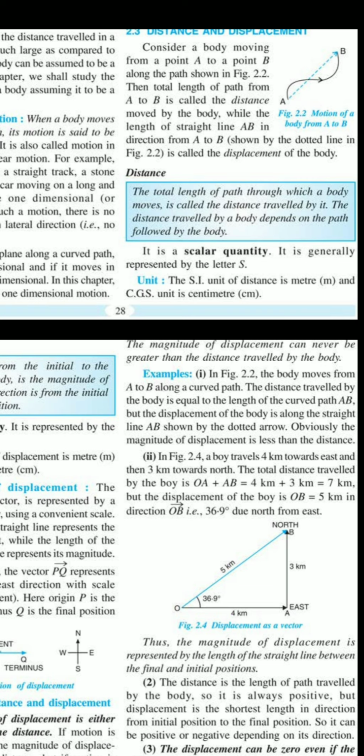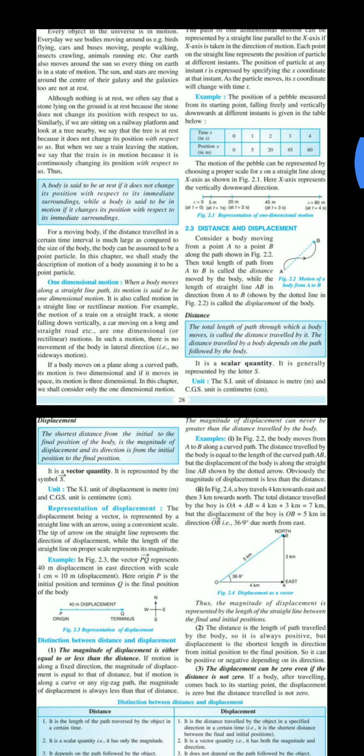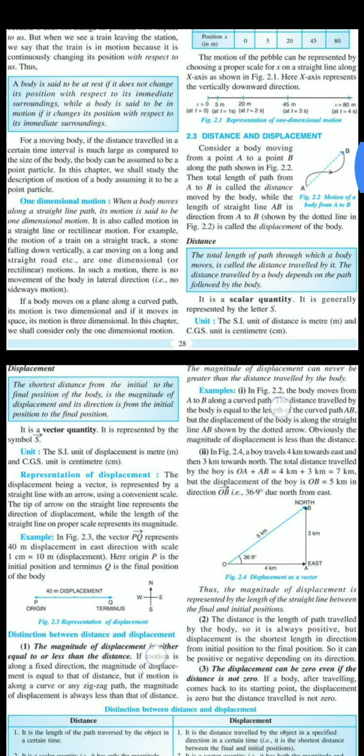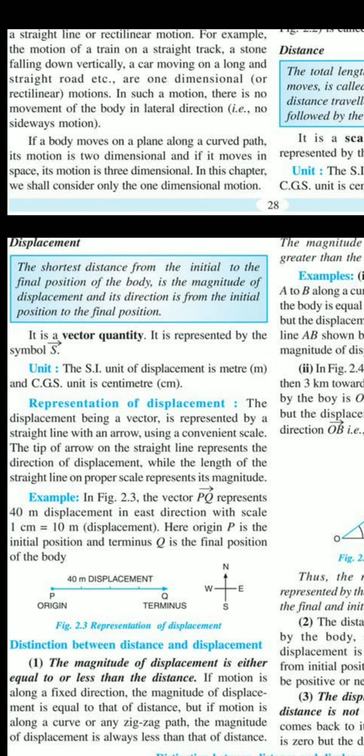The SI unit of distance will be meter. You can see here the SI unit is meter, and the CGS unit, it is centimeter. Then come to displacement. Displacement, as I just discussed, it is the shortest distance from the initial position to the final position. Okay, so that shortest distance gives us the magnitude of displacement, and direction will be from initial position to the final position, from wherever the body has started to move to the final one. That will be the direction of the displacement.